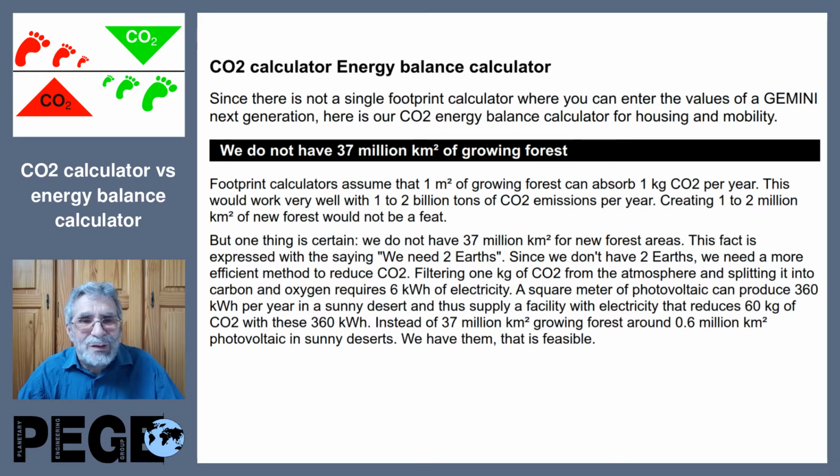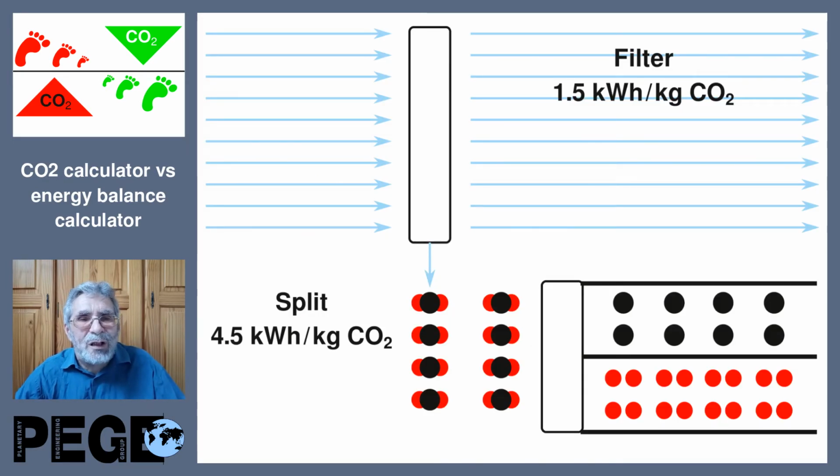Photovoltaic can be used even in a desert without water. Trees don't like it, but a photovoltaic still produces electricity, much electricity even, and with 6 kilowatt hours of electricity we can filter out 1 kilo of CO2 and split it again in carbon and oxygen. And with this method we need only 0.6 million square kilometer of photovoltaic.